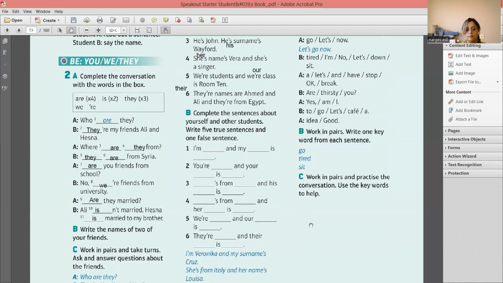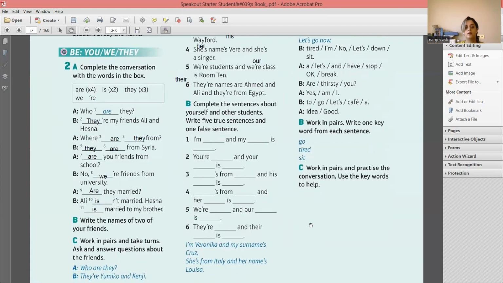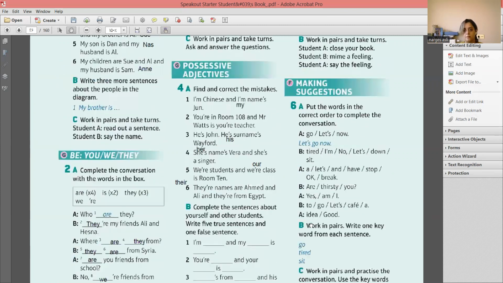Something like that. مثالی هم که پایین زده. I'm Veronica and my surname is Cruz. She's from Italy and her name is Lucia.